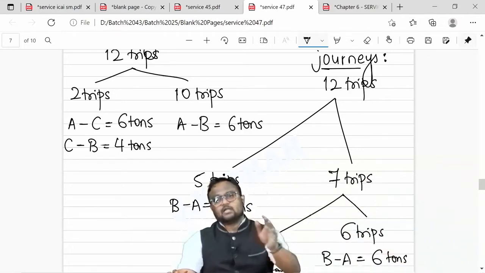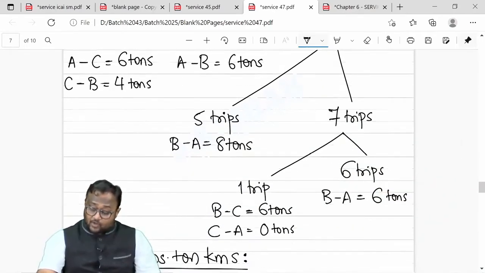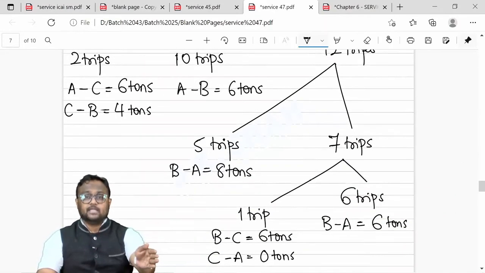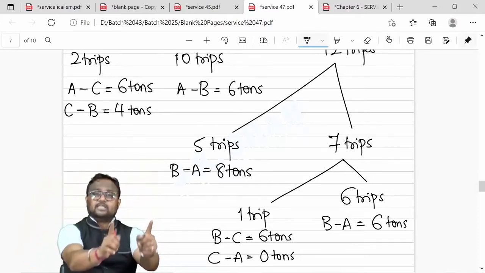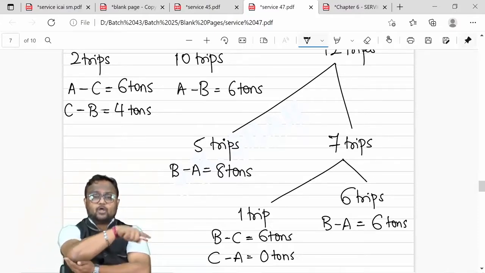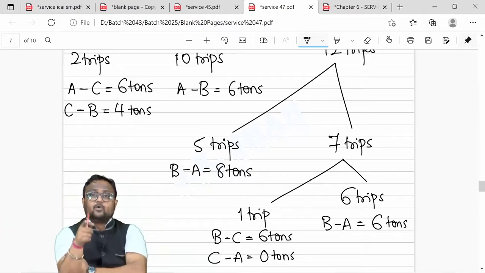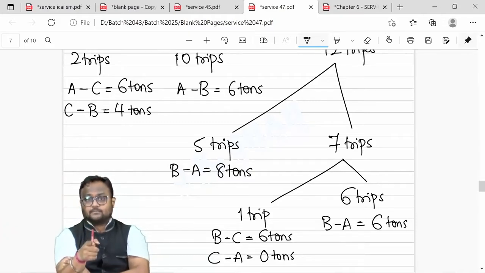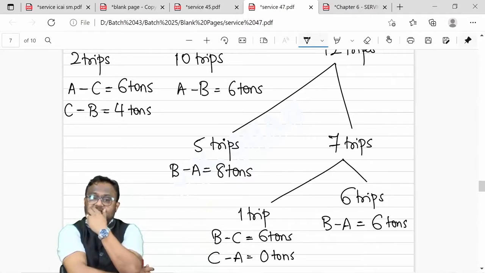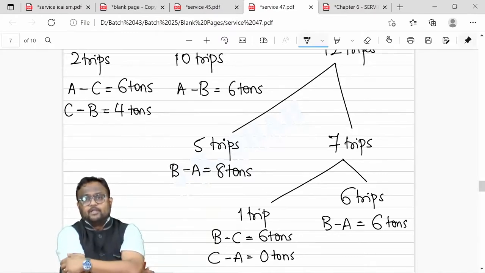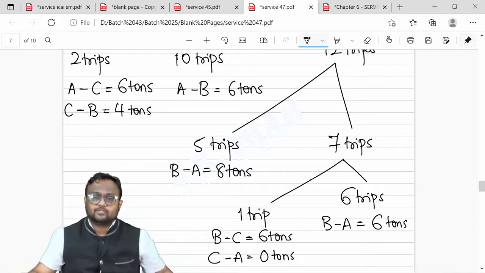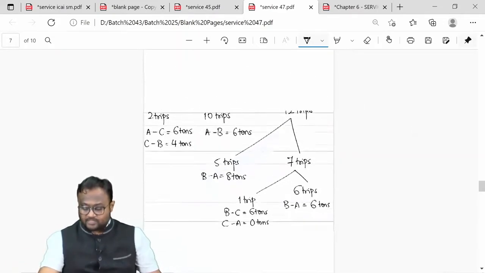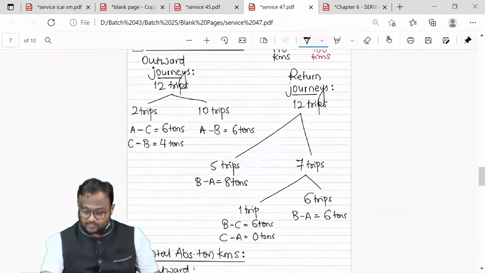Balance 7 trips were started with 6 tons. But once you unloaded the entire lot at C, so from B, you started with 6 tons. At C, you unloaded all 6 tons. That means you were left with nothing in the truck. So from C to A, you carried nothing. So C to A is 0 tons. B to C, 6 tons. Balance 6 trips, they did not say anything. So we must have definitely carried the full load of 6 tons.